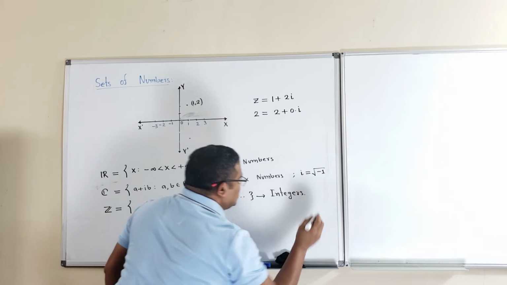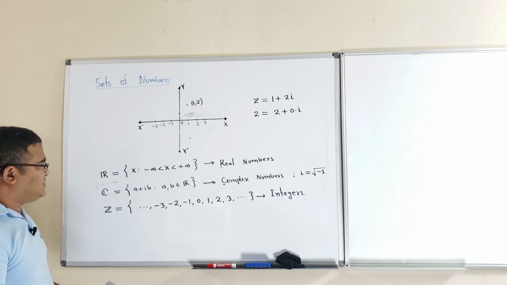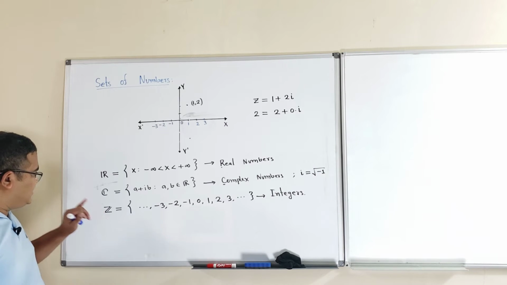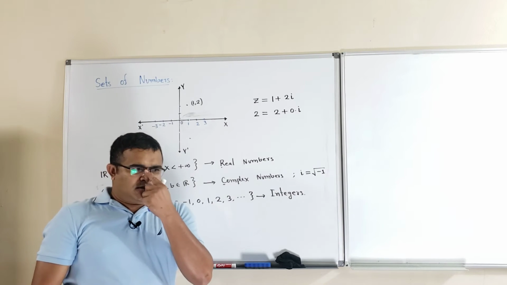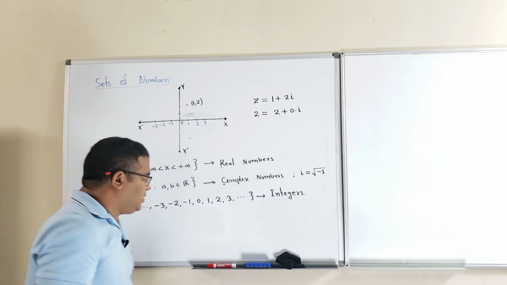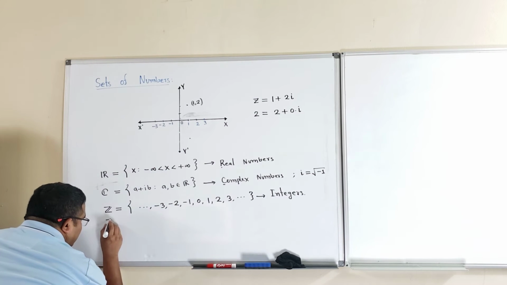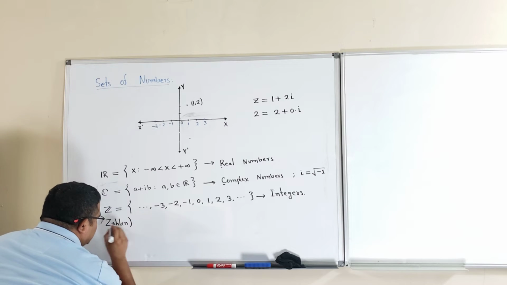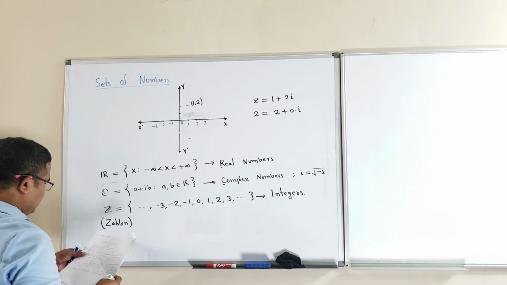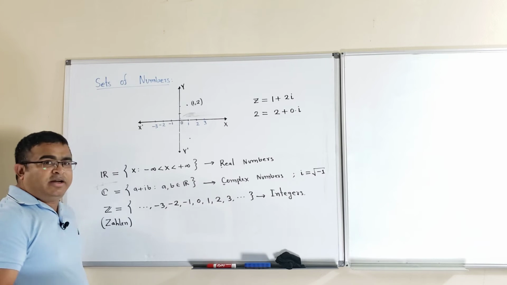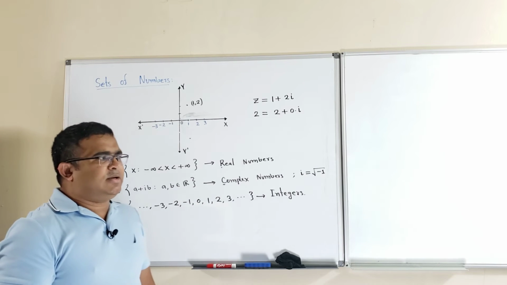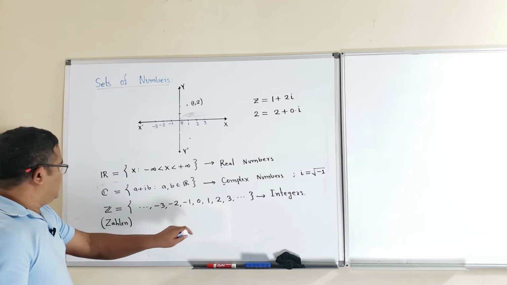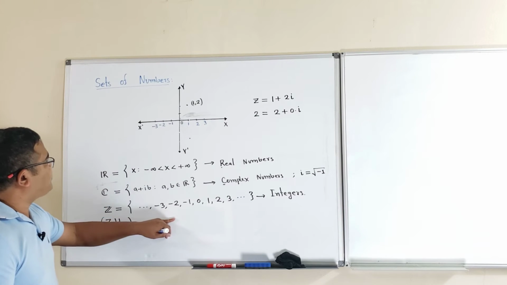Integers. Now, integers is denoted by Z. Why? Because this Z comes from the German word Zahlen. It comes from the German word Zahlen, and its meaning is number. So integers are those numbers.